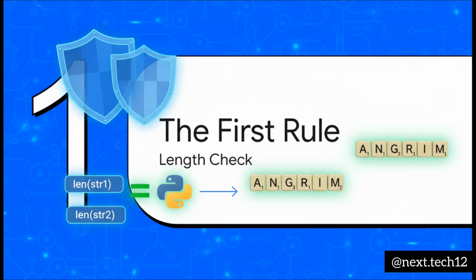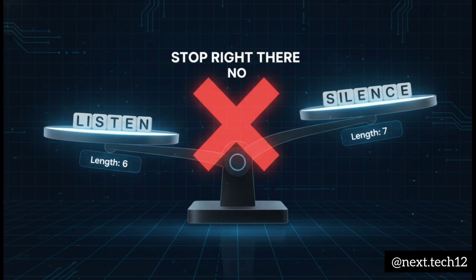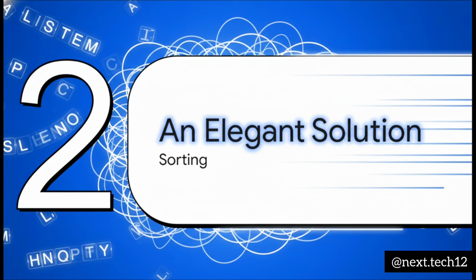Now, before we start writing any fancy code, there's a really simple but super powerful first step we should always take. You can think of it as our first line of defense that's going to save us a ton of unnecessary work. It's just common sense, right? If the two words don't even have the same number of letters, there's no way they can be anagrams. It's just impossible. This is our fastest, most efficient check. If the lengths don't match, we're done. Game over.